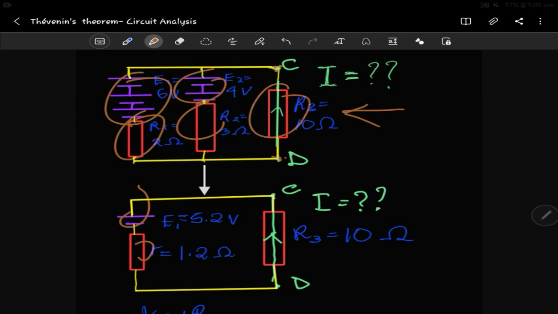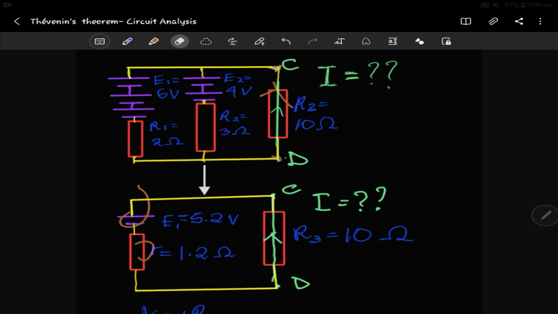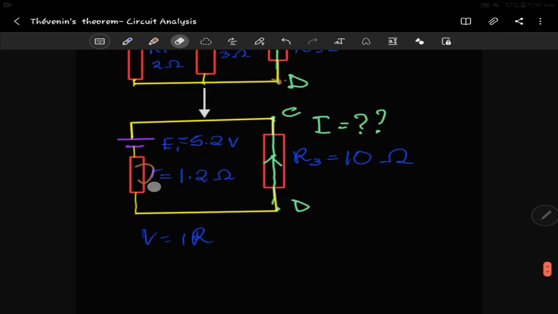So this doesn't change, which means that, not always though, but our aim is to find the current flowing through this resistance here or through this terminal, this CD here, which is the I in green that we are trying to find. So our main equation that we are considering is V is equal to IR, right? And by doing so, that's what we do.